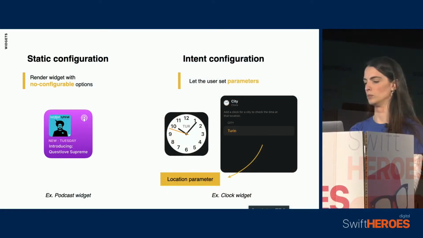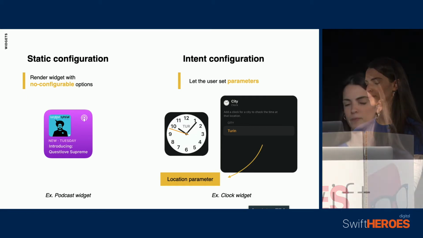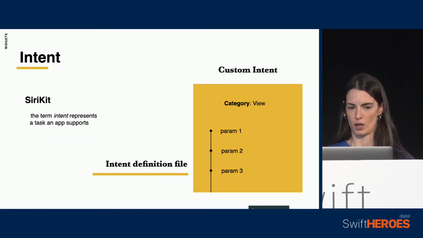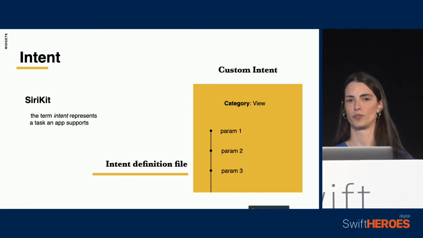So you can add multiple widgets with different parameters, and you can display, I don't know, a forecast widget for Turin and London on the same screen. So how can you add these parameters to your widget? You need to create an intent. The concept of intent was already introduced with SiriKit.